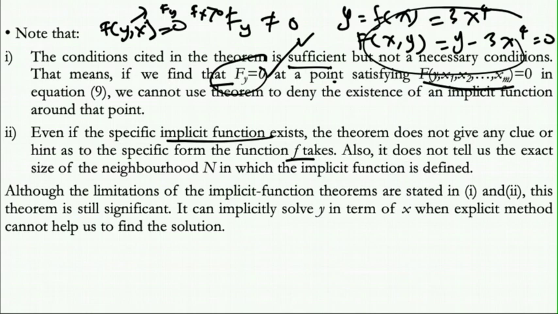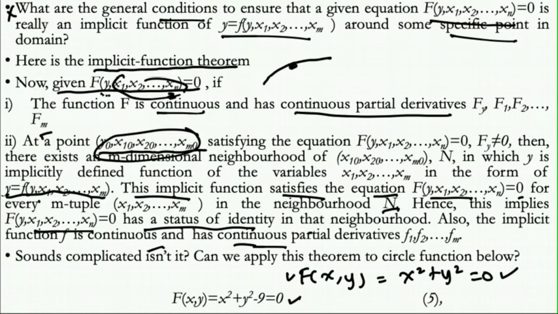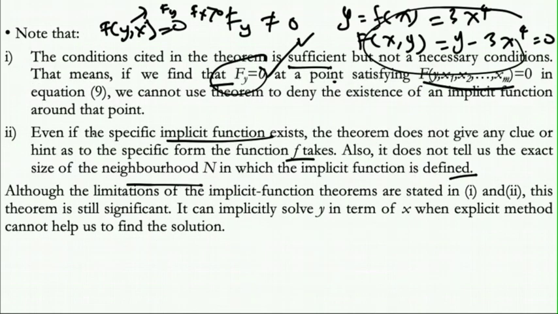Okay, also it does not tell us the exact size of the neighborhood in N in which the implicit function is defined. So most of the time, the conditions in the theorem, where we have two conditions here, cannot always be omitted. Although the limitations of the implicit function theorem are stated in 1 and 2, this theorem is still important and significant. It can implicitly solve y in terms of x when the explicit method cannot help us find the solution.